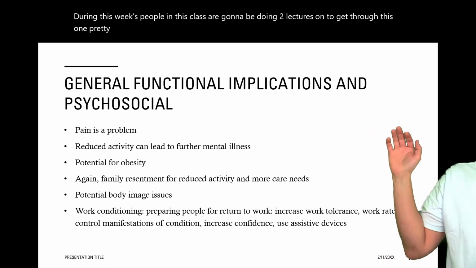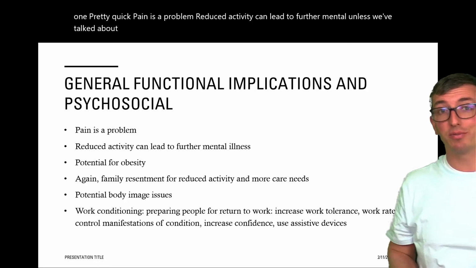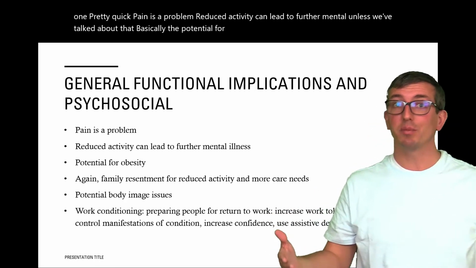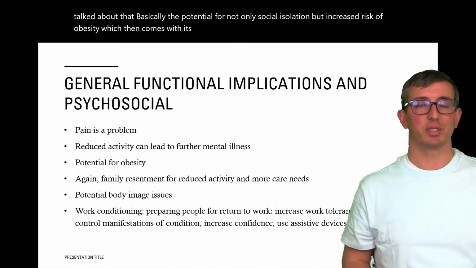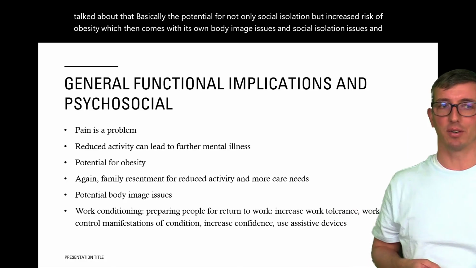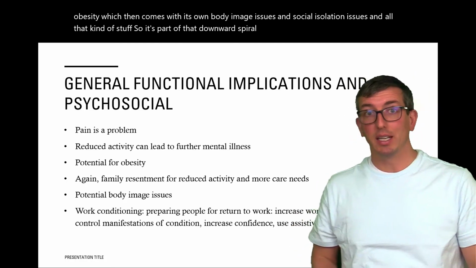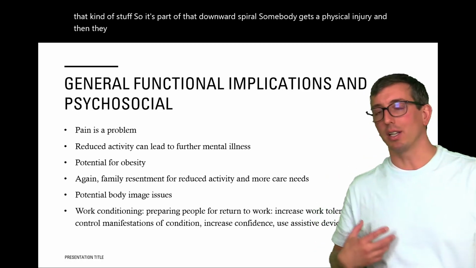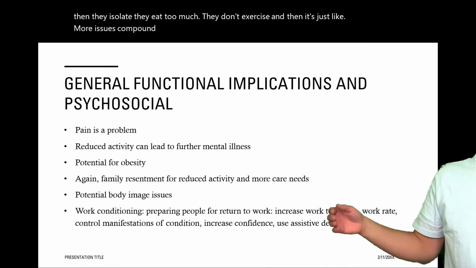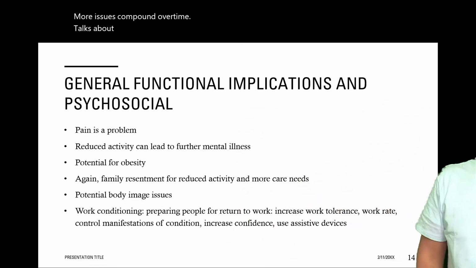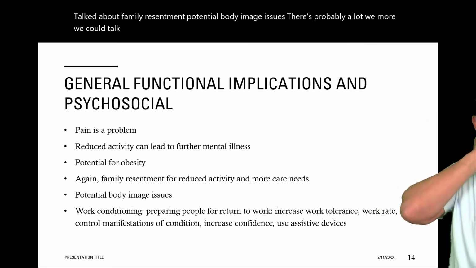Pain is a problem. Reduced activity can lead to further mental illness. We've talked about that. Basically, the potential for not only social isolation, but increased risk of obesity, which then comes with its own body image issues and social isolation issues and all that kind of stuff. So as part of that downward spiral, somebody gets a physical injury, and then they isolate, they eat too much, they don't exercise, and then more issues compound over time. Talked about family resentment, potential body image issues. There's probably a lot more we could talk about here, but I'm not going to at the moment.